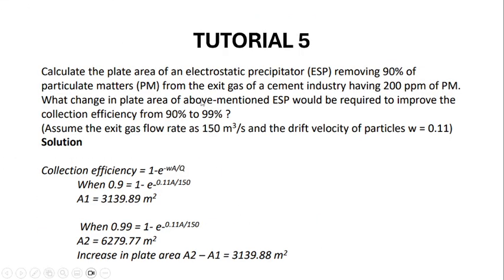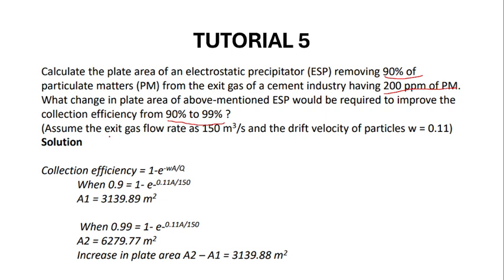So the first problem is, since we have seen the electrostatic precipitator based problems, we will solve some similar kind of problem. Calculate the plate area of an electrostatic precipitator, ESP, removing 90% of the particulate matter, PM, from the exit gas of a cement industry having 200 ppm of particulate matter. What change in plate area of the above mentioned ESP would be required to improve the collection efficiency from 90 to 99%? So it is a similar kind of problem.